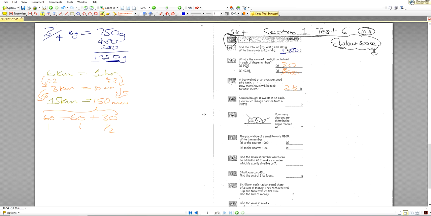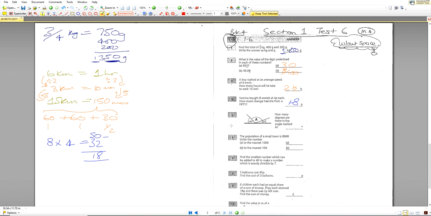Right, let's go for the blue. Samina bought 8 sweets at 4p each. How much change had she from a 50? So you have 8 sweets times 4p each. That'll give you 32p. How much change had she from 50? So we need to do 50 minus the 32. And that will give us an answer for question number 4, 18 pence. Okay, lovely. Let's move on.